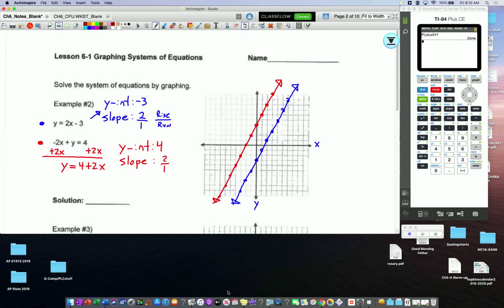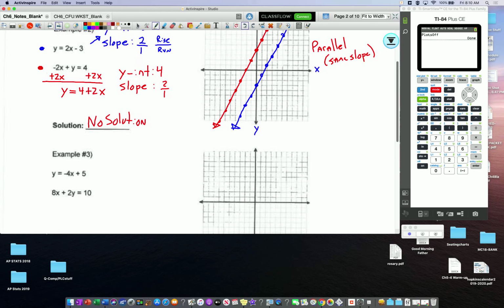Ooh, what do we notice about these two lines? Look at how they are actually parallel. Look at their slopes. Notice how their slopes were exactly the same. And since they had the same slope, and they don't intersect at all, we have no solution. So this one, you don't have to plug in any points to check to see if you got the right answer. You can see clearly they're parallel, and how I check is see if they have the same slope.